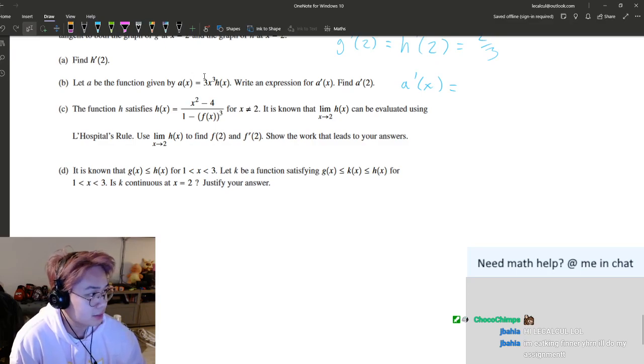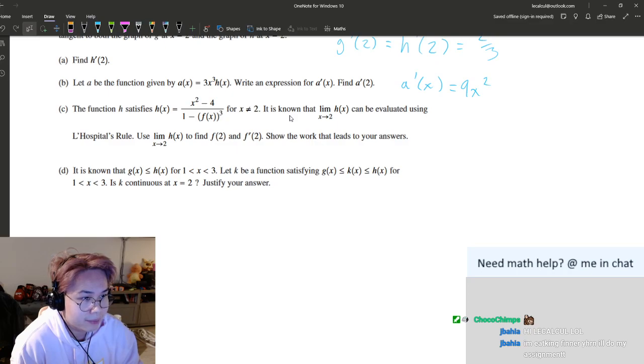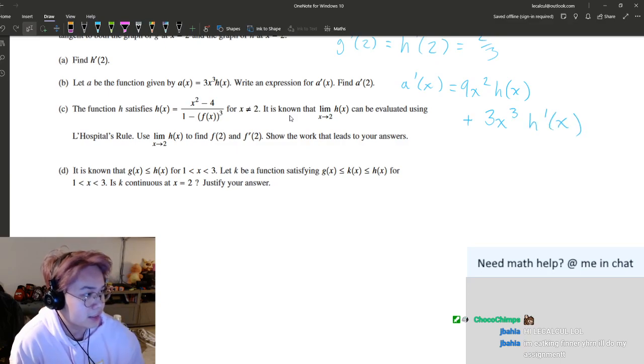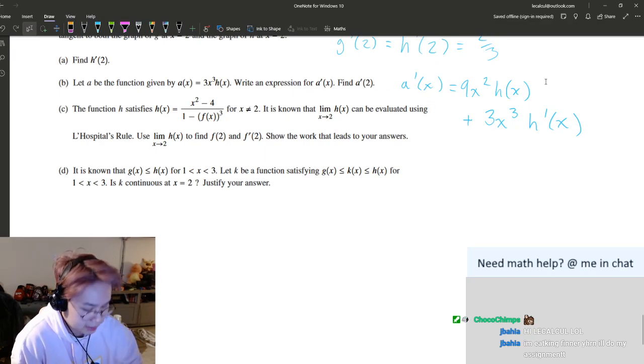Okay, to take this derivative, then we need to take the derivative of here. And then this is essentially a product of 3x cubed and h, so we're going to use a little bit of product rule. So let's take the derivative of 3x cubed first, which is going to be 9x squared. And then this is just multiplied by h. And then we need to do the product rule. So I take 3x cubed, and then I multiply this by the derivative of h, which I'm just going to write as h prime. So there's your expression for a prime of x.